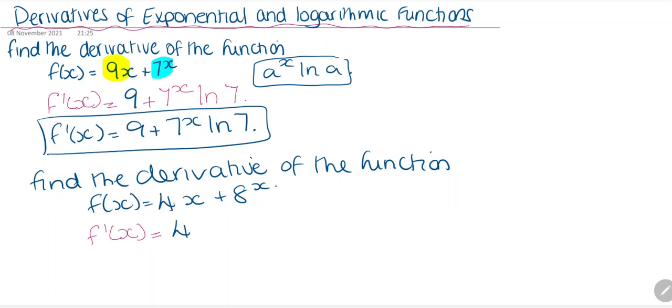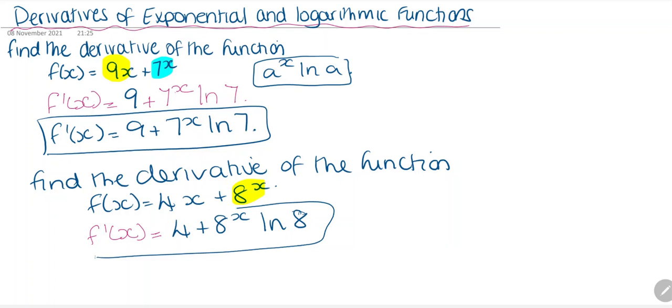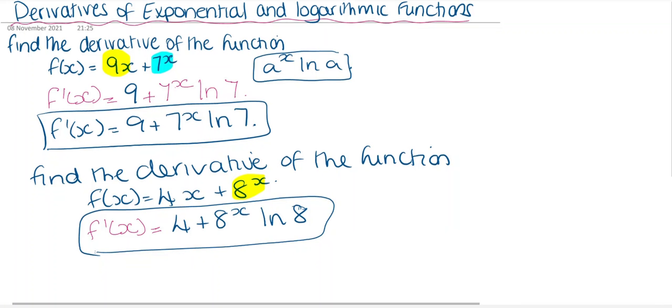And then we're going to take the derivative of our second function. So this we're going to write the same, 8 to the x. And then we need to multiply this by the log, ln 8. So this would then be our answer. Okay, let's have a look at another one.